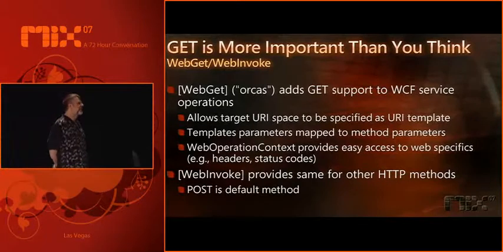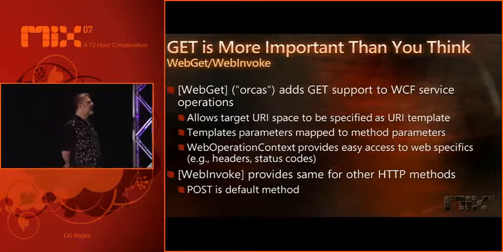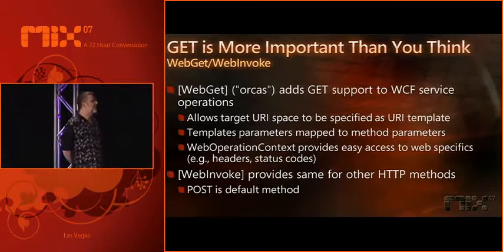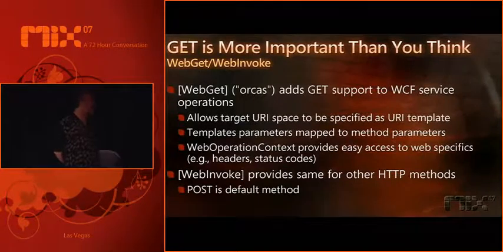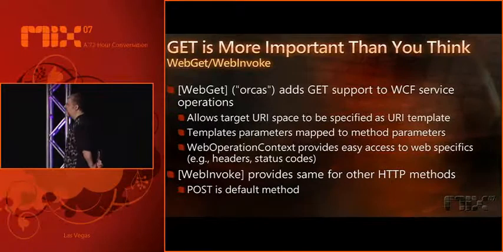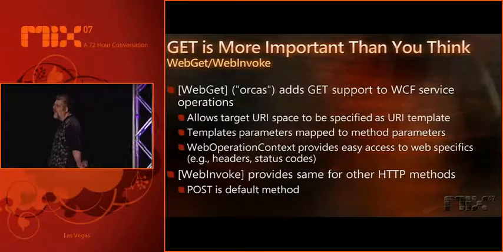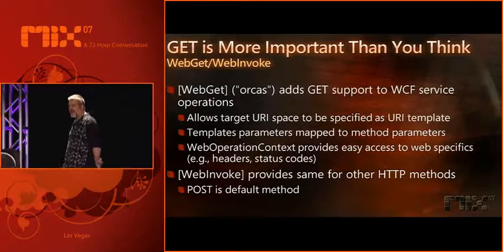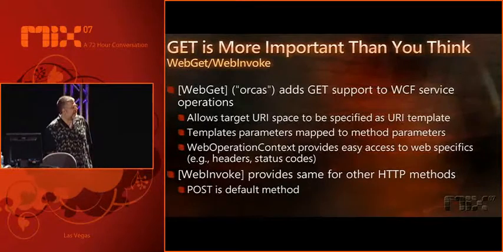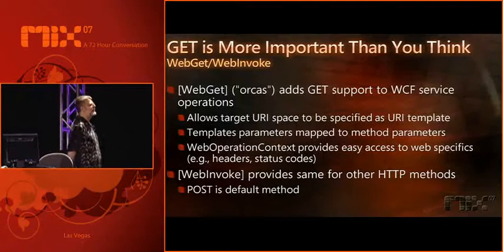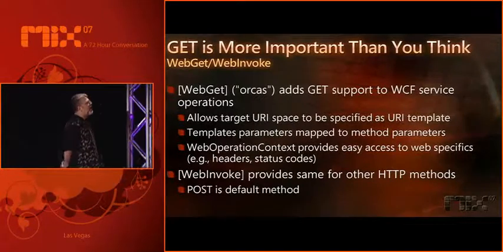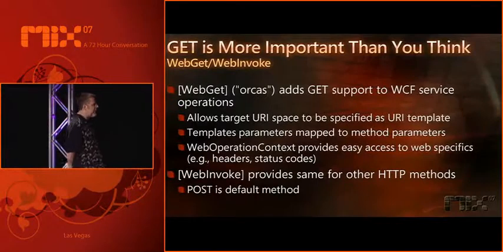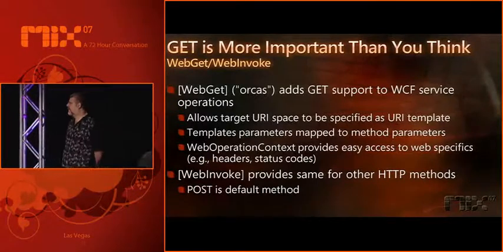One thing it allows us to do is embrace the URI-ness of our service and actually use a URI template to specify the contract for a given piece of code. The template parameters get bound to actual method arguments, so you don't have to do all that work. We also have made all of the webness and the HTTP GET-ness available to us through this thing called the WebOperationContext, which allows us to reach up in our server and get access to all of the things we might need to implement GET in a reasonable way.